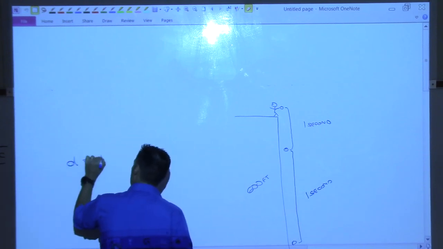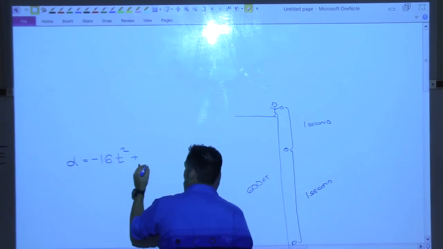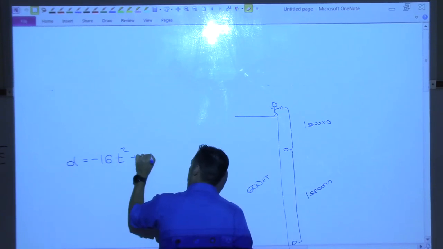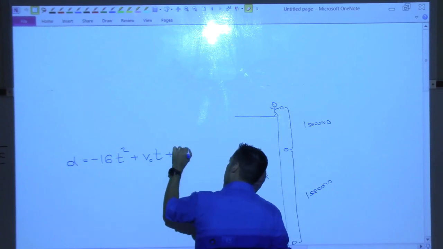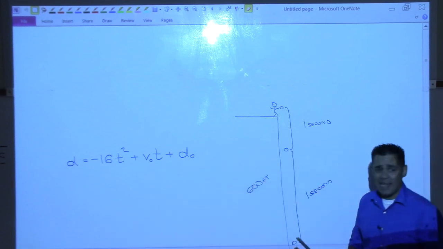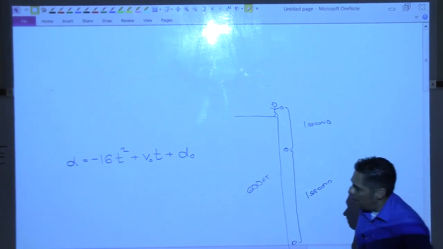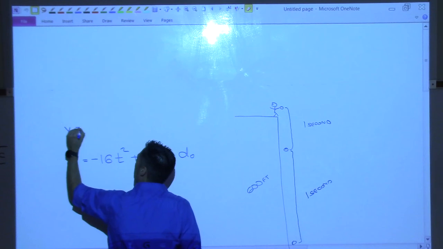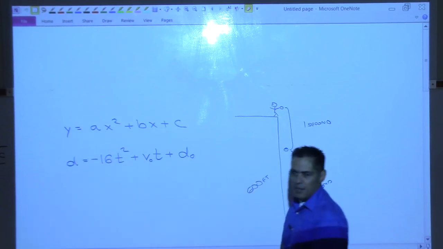D equals negative 16 t squared plus Vt plus d naught. Don't get freaked out by that, okay? Do not let that thing freak you out. This is what happens in physics. You start getting things like that and you're like, whoa, it looks all crazy. It's not. It's actually exactly this. That's exactly the same thing.